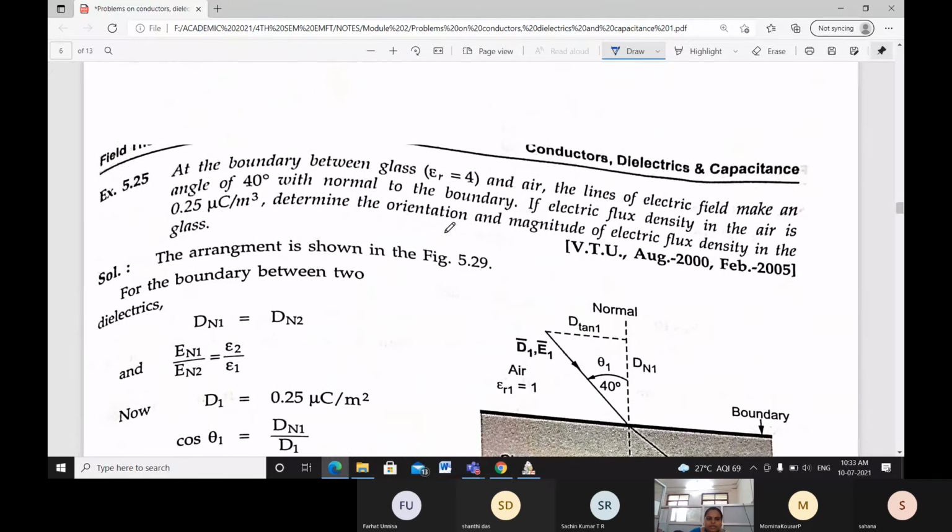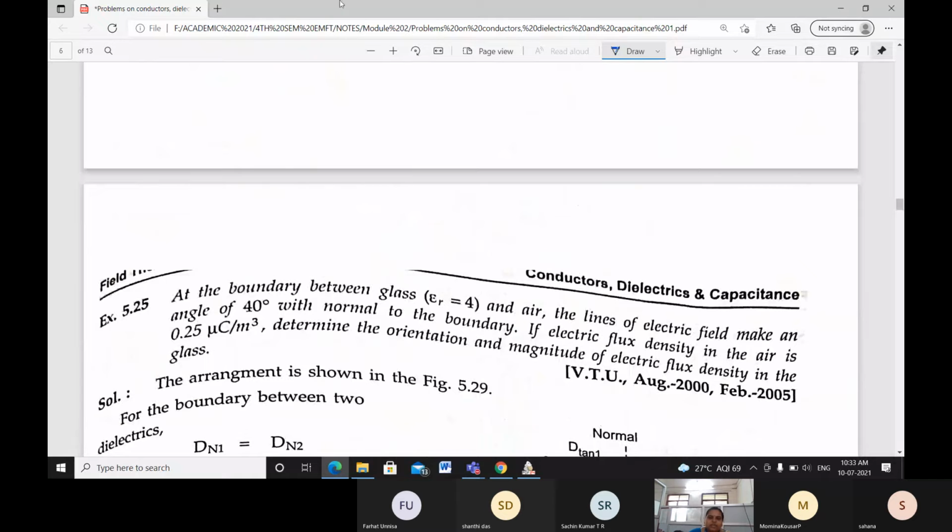In a similar way, but here it is given in a different problem, where we are going to be using a boundary of two dielectrics and a conductor medium. The boundary conditions we learnt in the theory, based on that, this problem is at a boundary between glass, here taken as epsilon R equal to 4, and air. The lines of electric field make an angle of 40 degrees with the normal to the boundary.